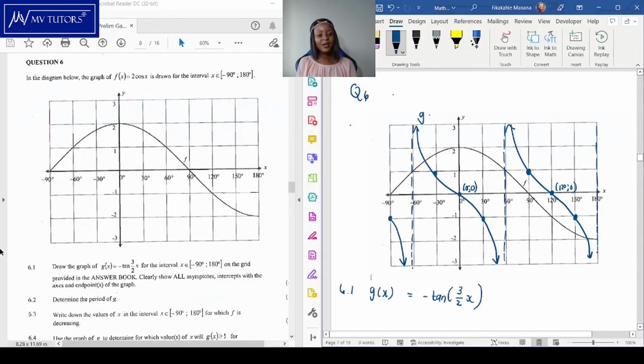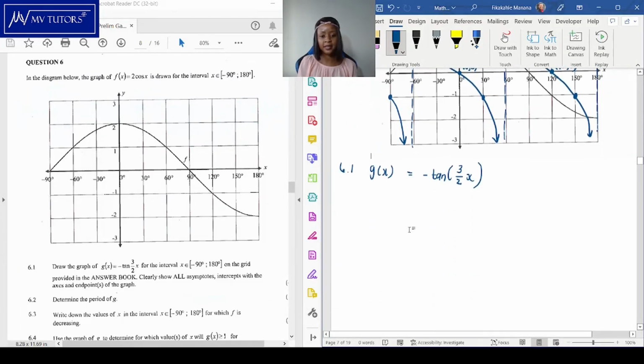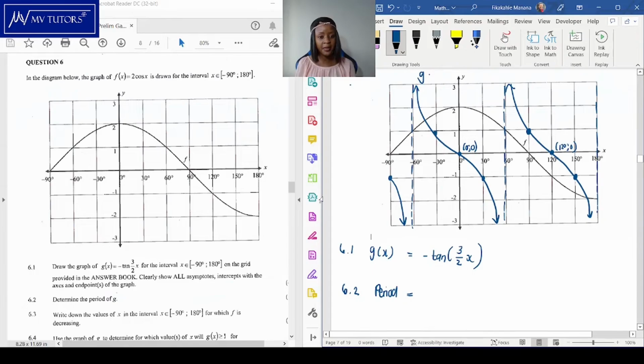Now 6.2, we need to determine the period of g. Remember the period equation? For tan, your period is 180 degrees. And here the period has changed. Now we have a period of 120 degrees. We're going to calculate it. But basically a period is how long, or over how many degrees, it takes to complete a full curve.